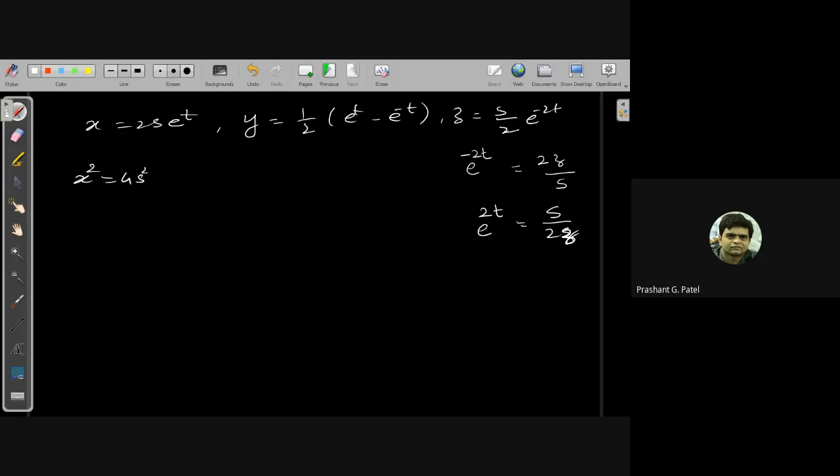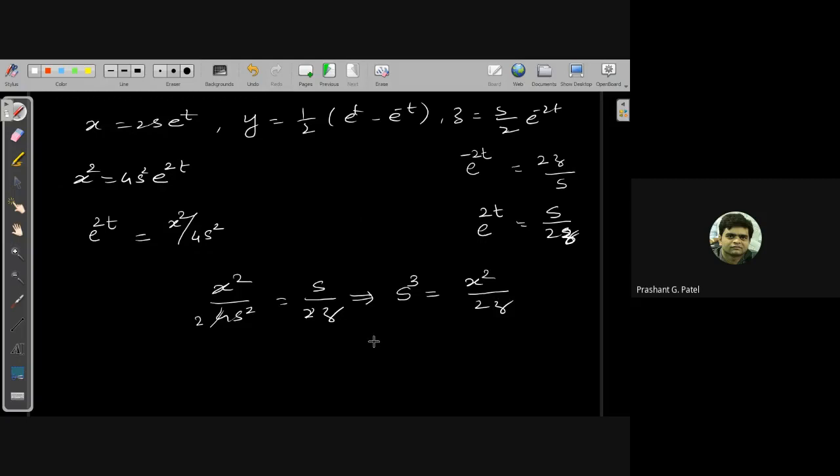So it's 4s square e^(2t). So e^(2t) is equal to x square upon 4s square. Therefore x square upon 4s square is equal to s by 2z. So that implies s cube is x square upon 2z.